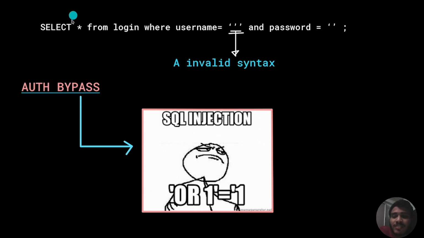So when you give the single quote, the query results in the following SQL query: select star from login where username is equal to three consecutive quotes, which is an invalid syntax because the first quote is terminated by the quote which we have provided, and the third quote and the rest of the query results in an invalid SQL syntax, which gives an error. And whenever you get that error, be sure that it is an SQL database and it's vulnerable to SQL injection. By SQL injection, you can bypass the authentication.